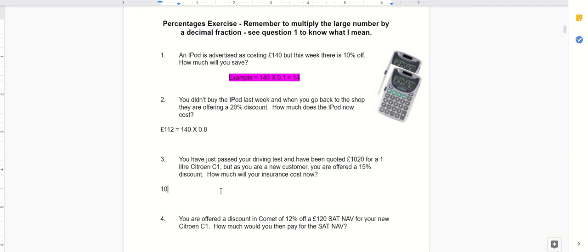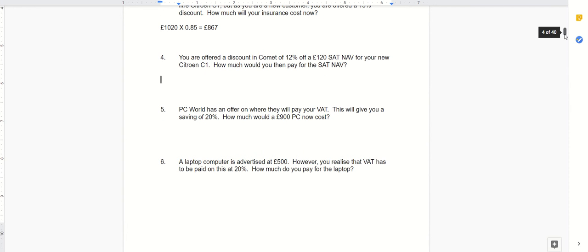So 1020, and you always have to write out your calculations. You do actually get extra marks in exam papers, so it's always worth checking to make sure that you do that. So 1020 multiplied by 0.85 equals, what was that number? I can't remember off the top of my head. 867. It's literally that simple to do these questions. I'm going to do all of them, obviously, so you can check you've got them correct.